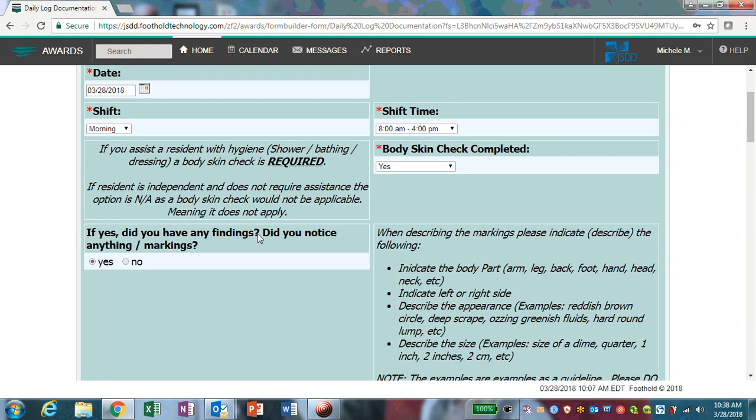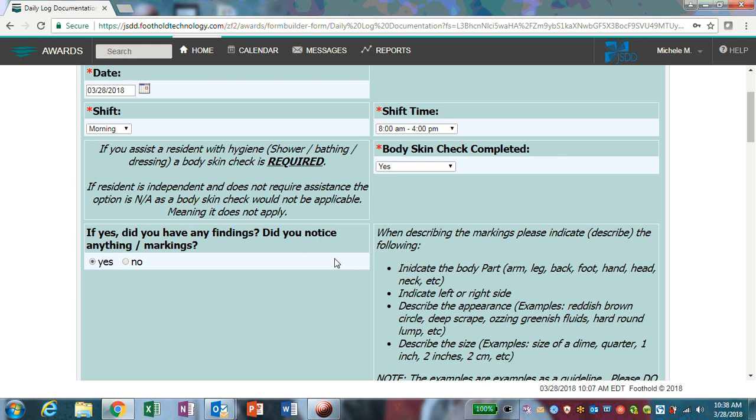If you see a marking, even if it's been noted before, say a previous staff person wrote in the critical log that they found a mark on somebody's shoulder or arm or leg or toe, finger, whatever it is, but you haven't seen it, and they're documenting it. When you do your body skin check, you're going to document everything you've noticed, even if it's already been reported. You also want to continue to document while that marking is present.